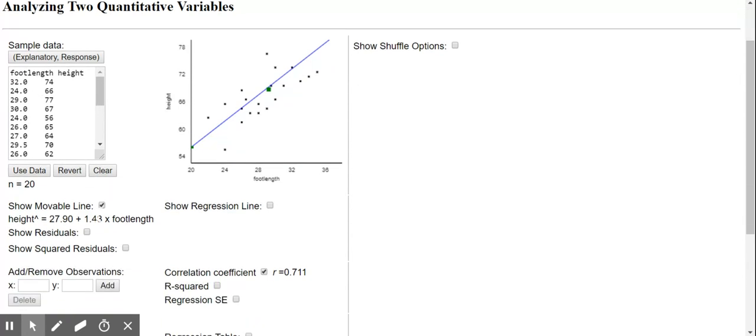So down here is the equation for it. Height, this little caret here indicates a prediction. So the predicted height is equal to 27.90 plus 1.43 times the foot length. Okay, as you move it around, maybe also pay attention to what is going on in the equation down here, as you move it around up and down, or as you turn it around. Okay, we'll come back to these values in a future handout soon. So let's say this is where I think the best fit line is.